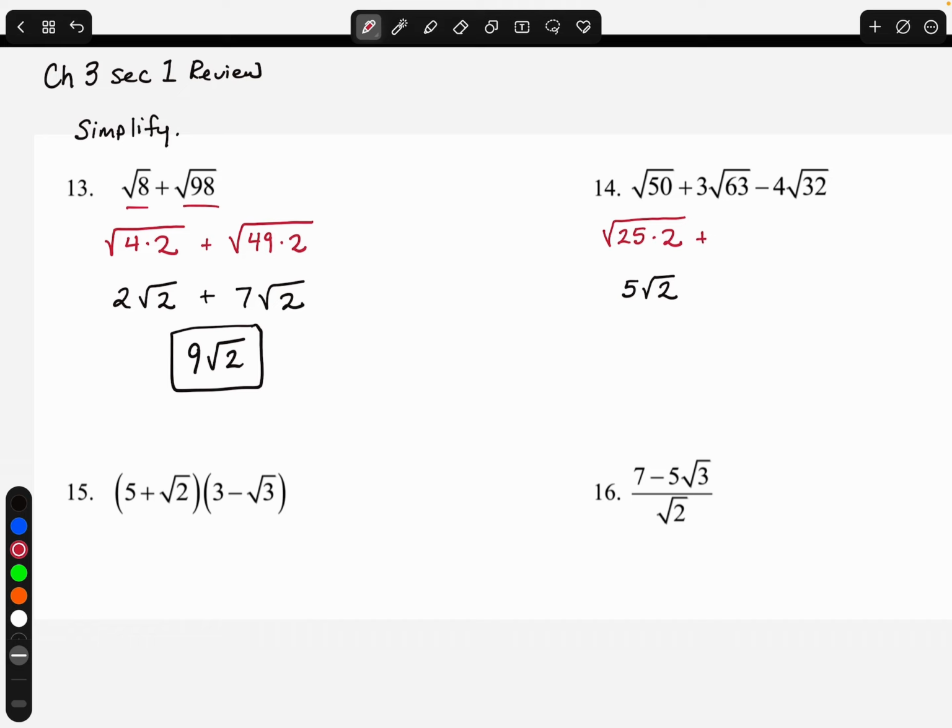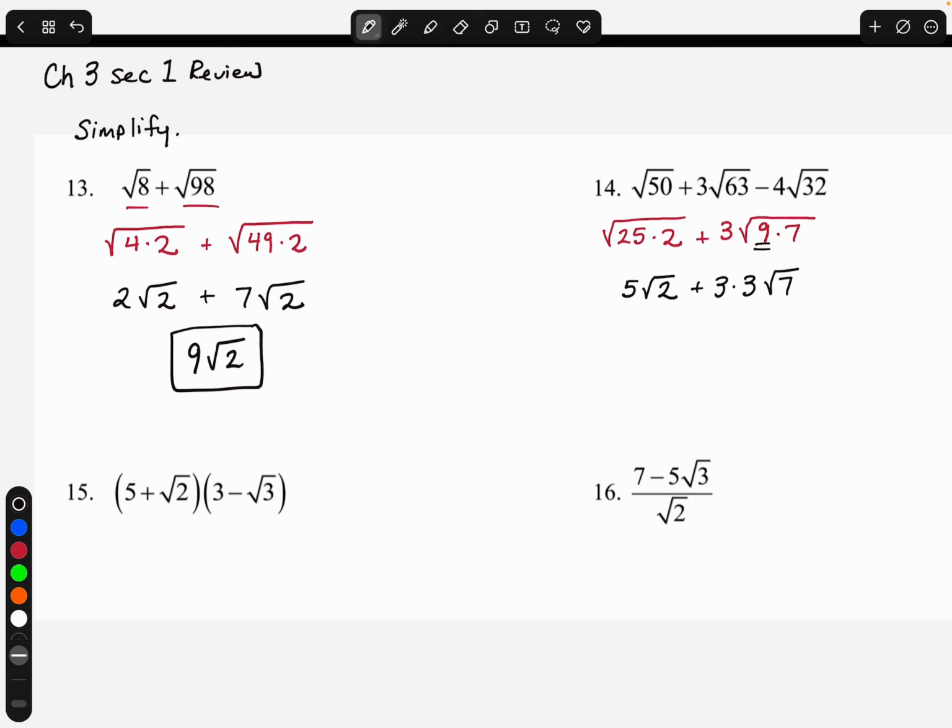Then we've got plus 3 times the square root of 63, which would be what, 9 times 7? In which case we'll end up with plus 3 times, and then our square root of 9 is 3, and then we're going to leave the 7 in there.